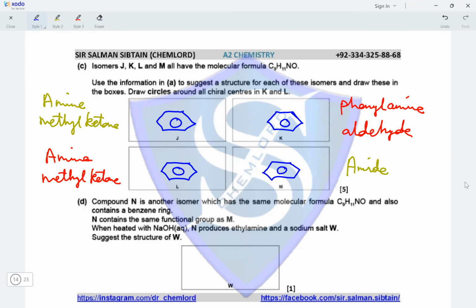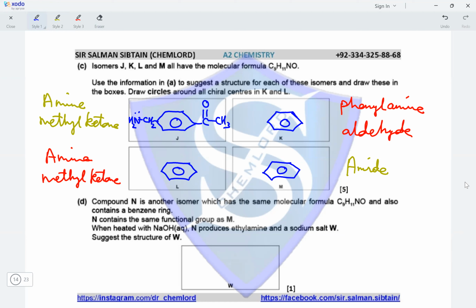So we have an amine and a methyl ketone. A methyl ketone would mean it is a CH2 with an NH2 group here for the amine. And this covers 6 and 1, 7 carbon atoms. We are left with two carbon atoms. So methyl ketone would mean a C double bond O here and a CH3 here. So this completes the 9 carbon atoms. In total, hydrogens are 11, 1 nitrogen and 1 oxygen. So this is the structure of compound J.